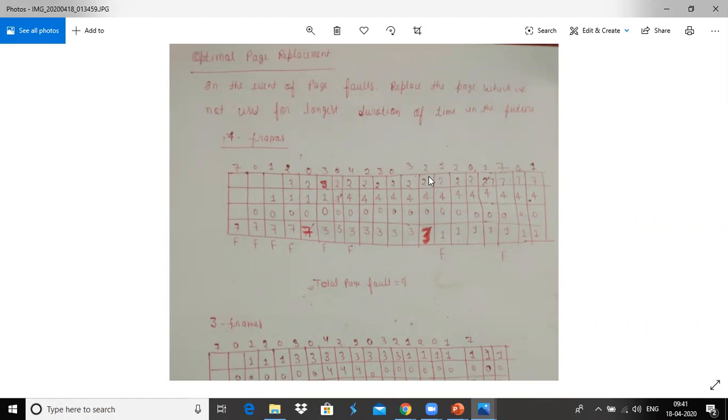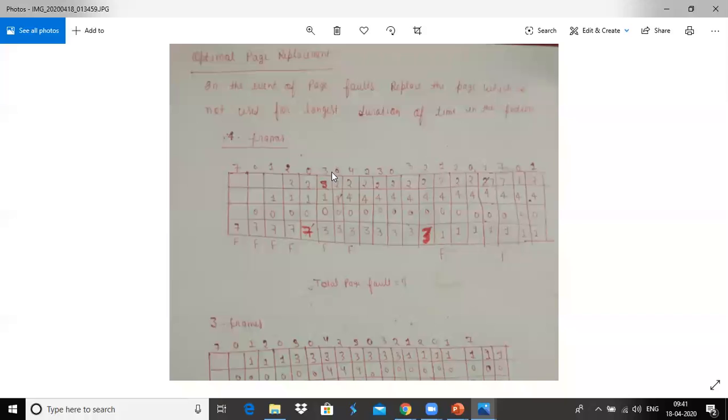So which page is not used for longest duration of time? That page is 7, because page number 0, page number 1 and page number 2 are used before page number 7. So page number 7 is not used for longest duration of time. So we will replace page number 7 with page number 3. Again one page fault for page number 3, because it was previously not existing in the corresponding frames.